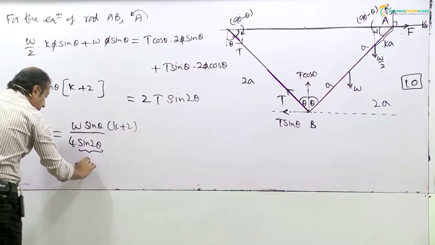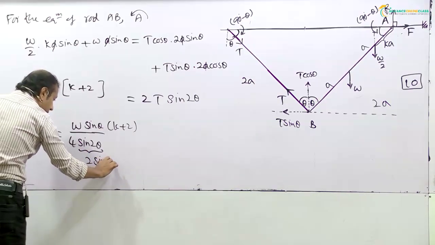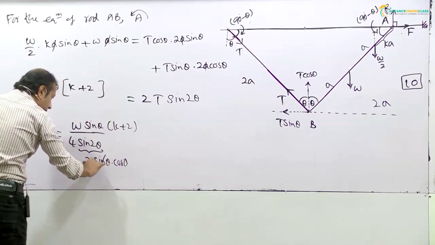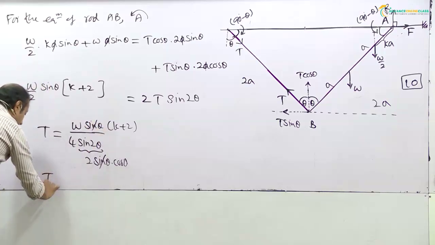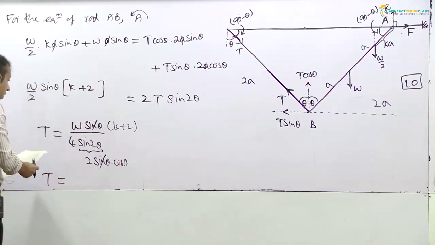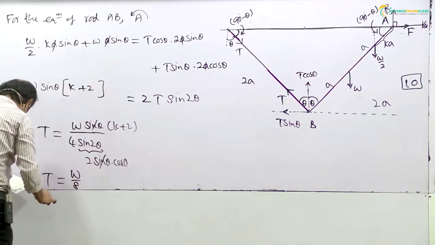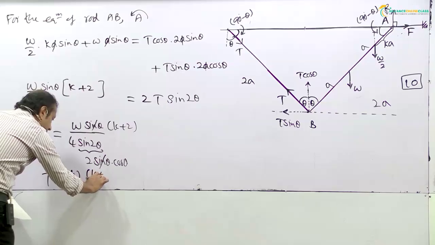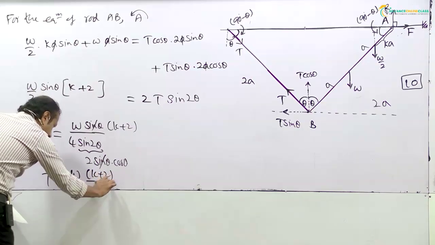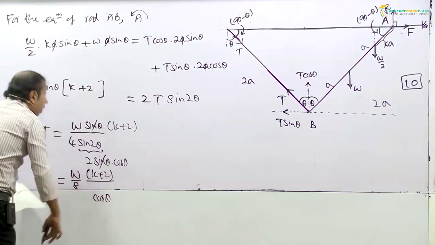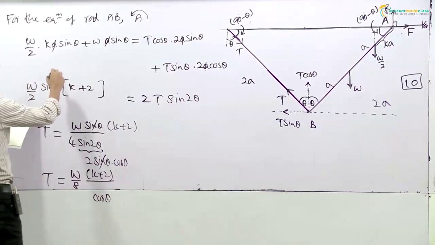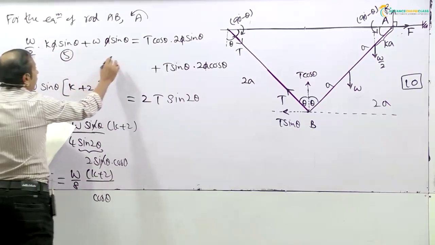2 sin theta cos theta, sin theta and sin theta can cancel down. Then we get what? T equals W by 8, A plus 2, over cos theta. Marks come in here for this moment, 5 marks.